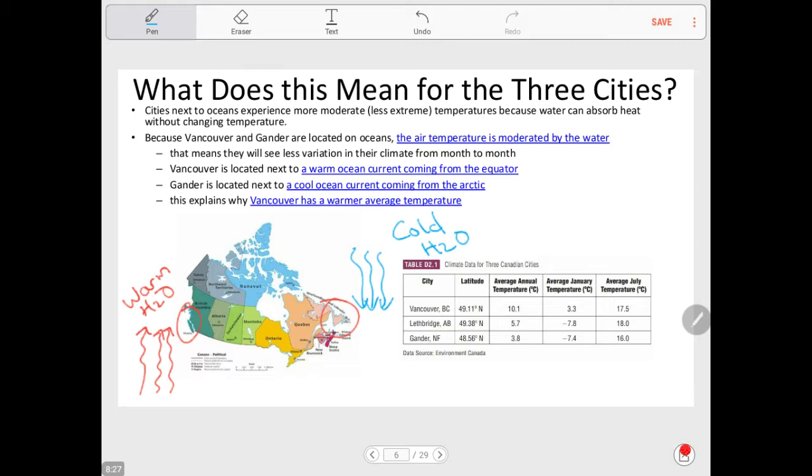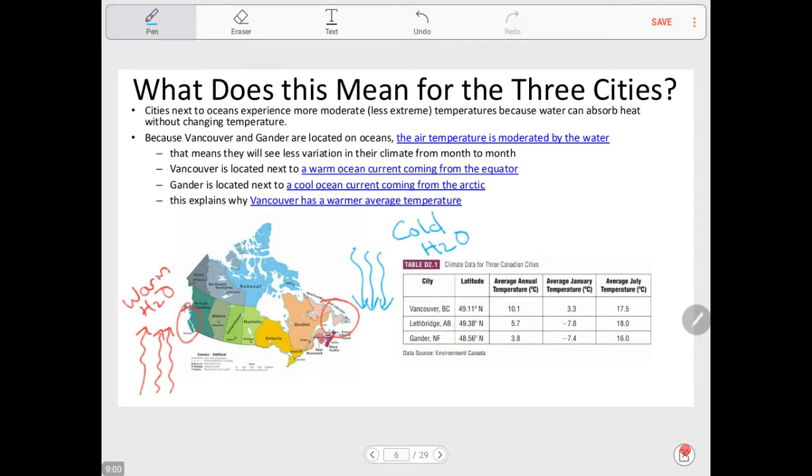This explains why Vancouver has a warmer average temperature. So there you go. You can see the impact of water on climate. That water is holding a greater amount of energy. And as that water moves by Vancouver, or we could just talk in generality, BC, that warmer water is going to warm the surrounding air, and that's going to influence the temperature. Whereas if you look over at Newfoundland, on the Atlantic side of Canada, that water is going to be cooler. It's going to have less energy.